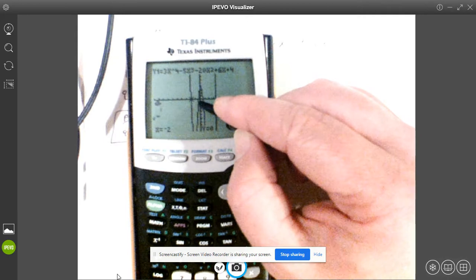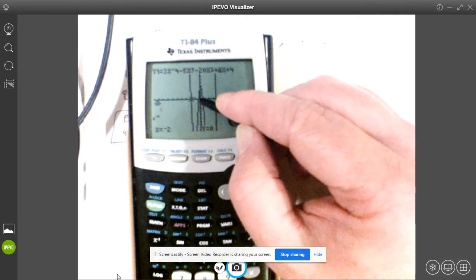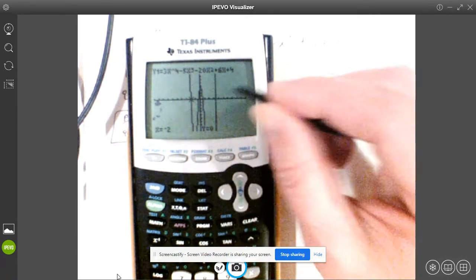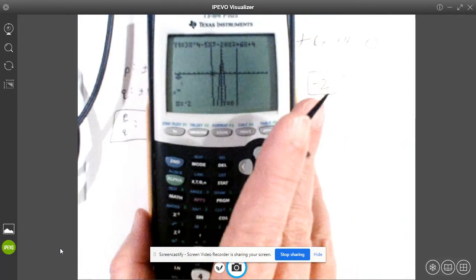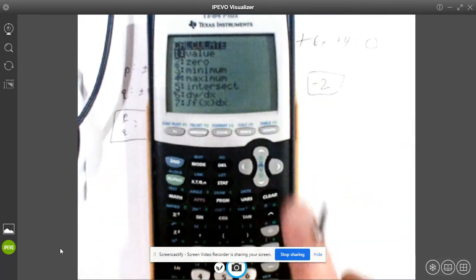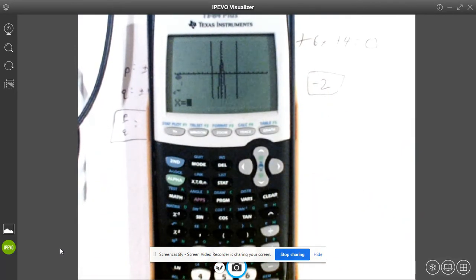This one here, I'm going to see if I can see what that one is. It's a little bit less than 0. Okay, I'm going to try -1/3. Let's just see if this works. So second trace and find the value at -1/3.